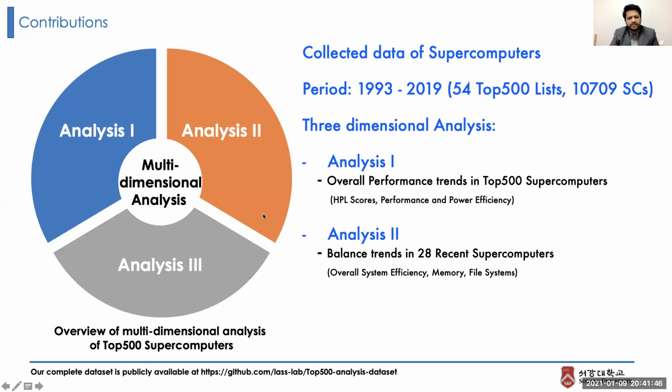The second analysis comprises the 28 recent supercomputers ranked number one in the Top 500 list. In this dimension, we go a little deeper into the supercomputer architecture trend and analyze the performance balance of the recent top five supercomputers on the Top 500 list in the past decade, from 2009 to 2019.